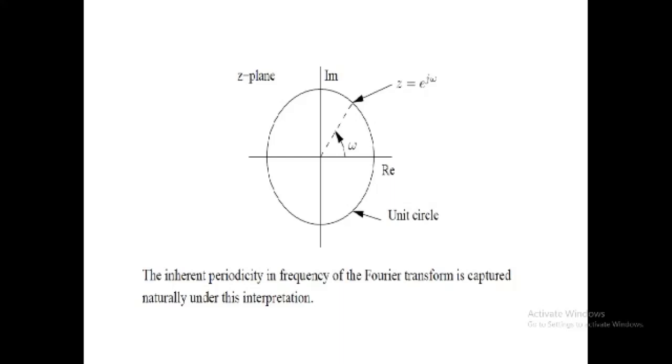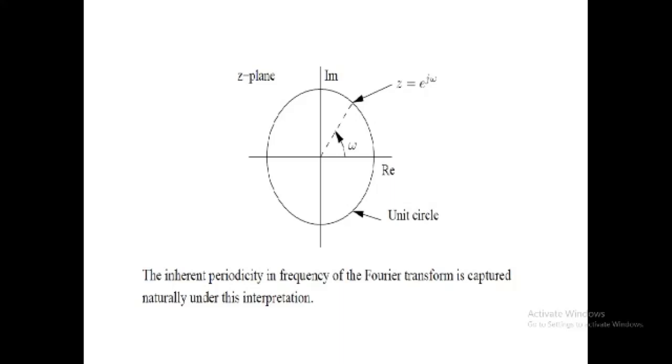Z transform. The second example is the sum of two exponentials: x of n equals (1/2) to the power n u of n plus (-1/3) to the power n u of n, where u of n is the unit step, so x of n is the sum of two real exponentials. Each is an example of a right-handed exponential transform.